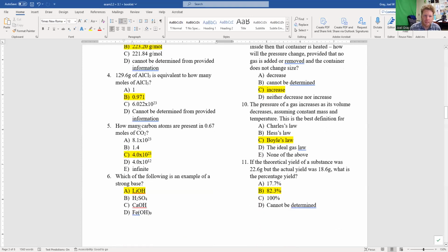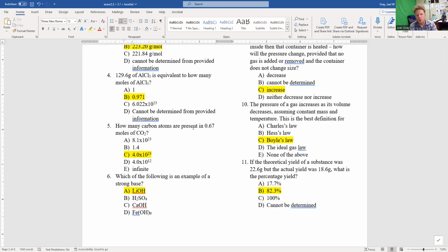Next up, how many carbon atoms are in 0.67 moles of CO2? Okay, so this question is really getting at a conversion from moles of a substance to atoms of that same substance or of that component.